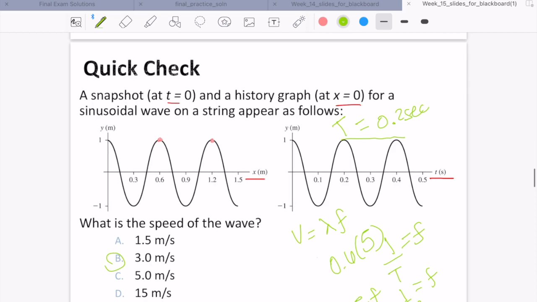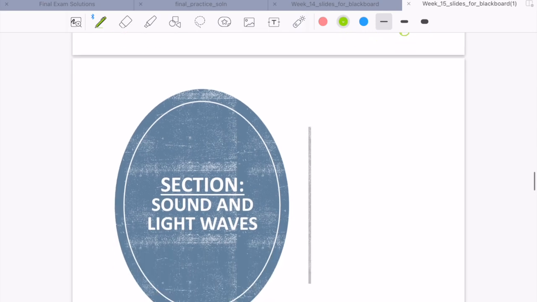Your frequency obviously is 1 over period. So if you did wavelength times 1 over period, and your period is 0.2, then 0.6 divided by 0.2. So either way is right. But yeah, that's how you can pick out information from each graph and figure things out like that.